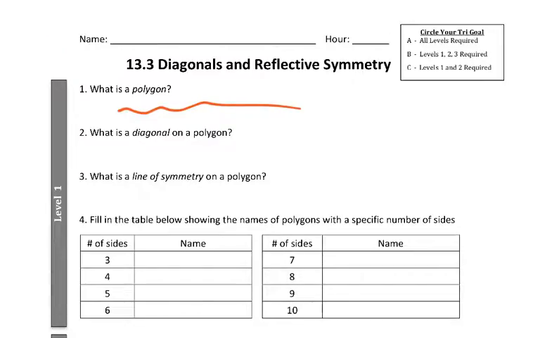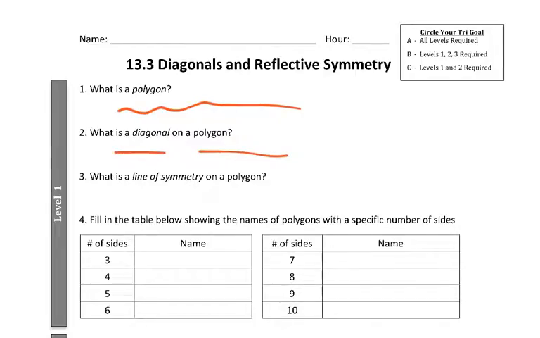What is a diagonal on a polygon? Well, a diagonal on a polygon is a line that goes from one vertex, so a vertex is a fancy word for corner, to another non-adjacent vertex. So, in other words, it's a line that goes from one corner to another corner that's not right next to that first corner, because that's called a side if you're going to an adjacent corner. So, I'll show you some examples in a minute.